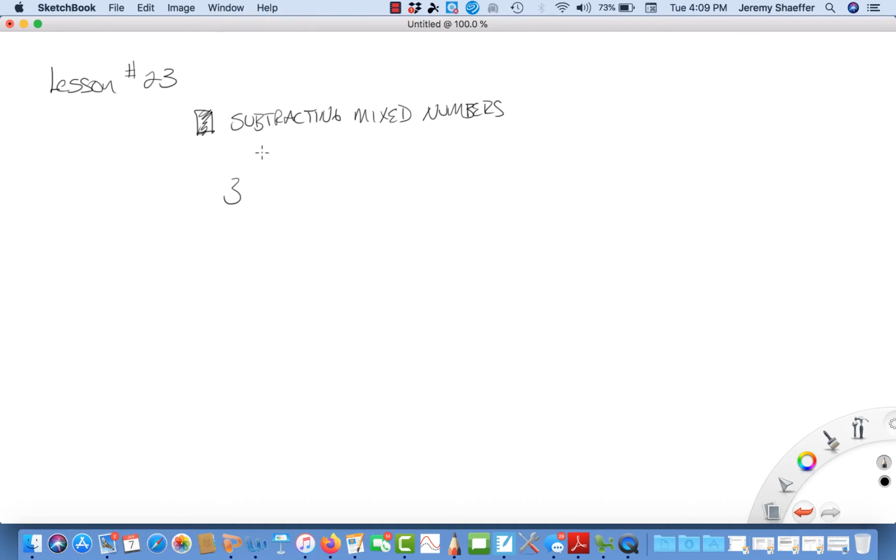Well, in your first example on page 163, the example says there are 3 and 1/5 pies on the shelf. This right here, 3 and 1/5, is a mixed number because you have a whole and then you have a fraction. So, 3 and 1/5 pies on the shelf, and the baker takes away, so subtracts, 1 and 2/5 pies. How many pies will be left on the shelf?